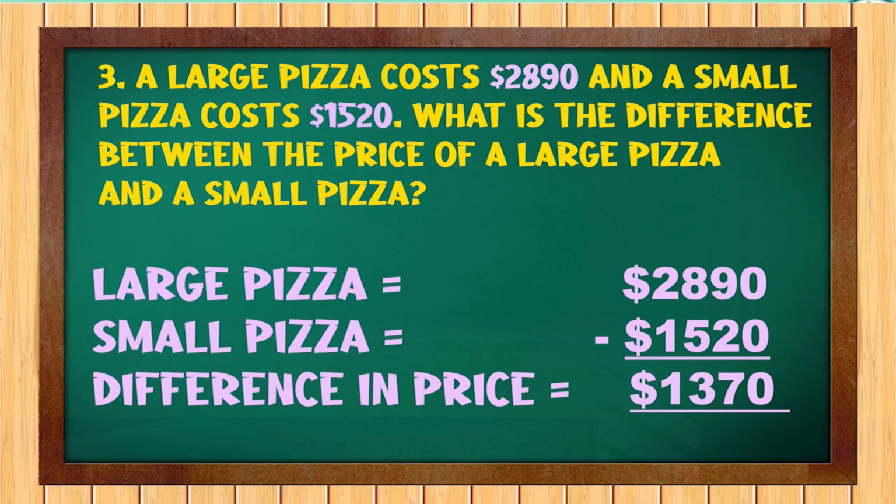So our answer is 1,370. The difference between the price of the large pizza and the small pizza is $1,370. Did you get that one correct? Okay. If you didn't, you have time to practice and review the lesson to see how to solve the problem.